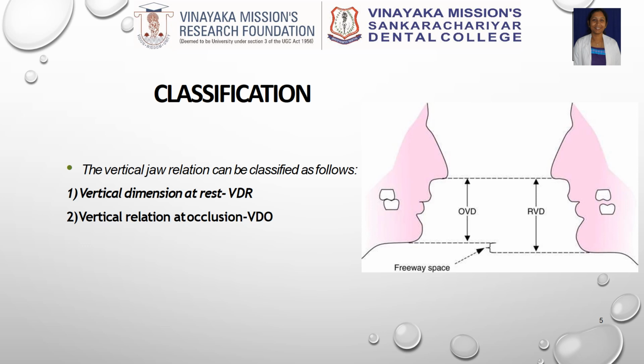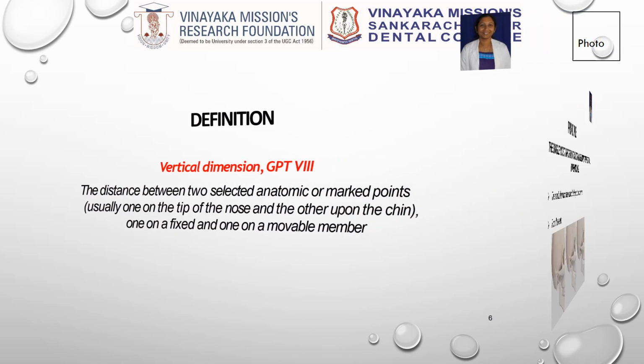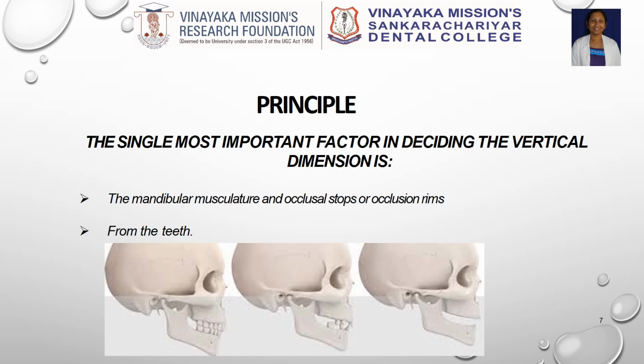Vertical jaw relation can be classified as vertical dimension at rest, that is VDR, and vertical dimension at occlusion, that is VDO. Vertical dimension, according to GPT 8, is a distance between the two selected anatomical points. One is the tip of the nose, that's a fixed point, and the other one is the chin, that is a movable point. The single most important factor in deciding the vertical dimension is the mandibular musculature and the occlusal stops, that is the teeth.